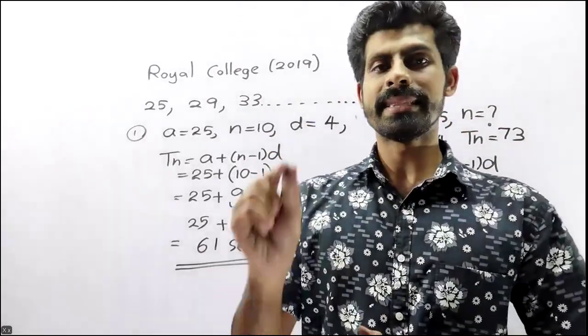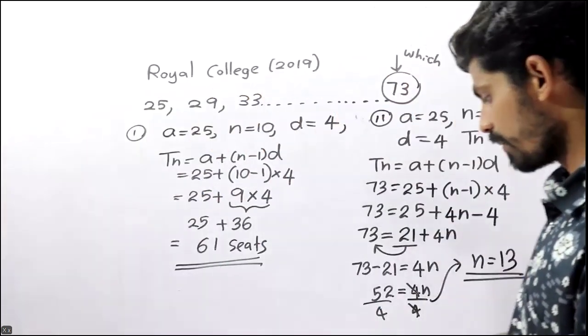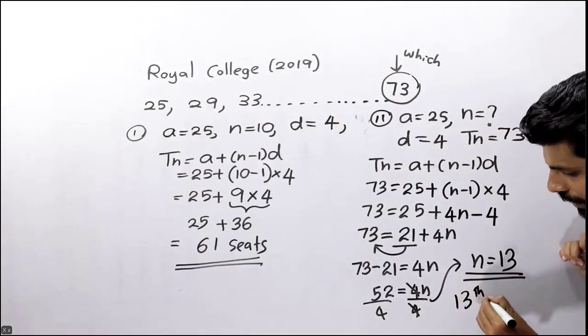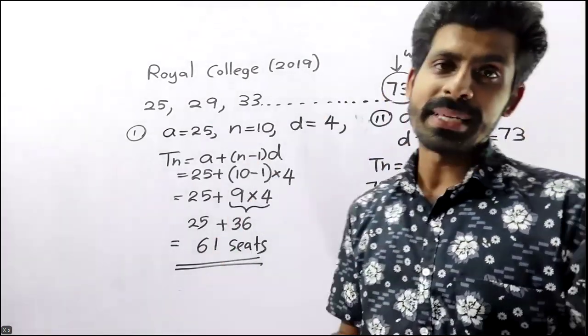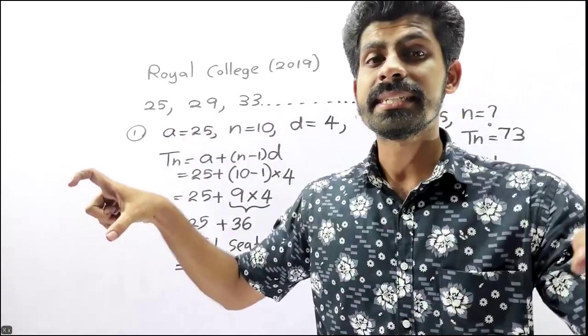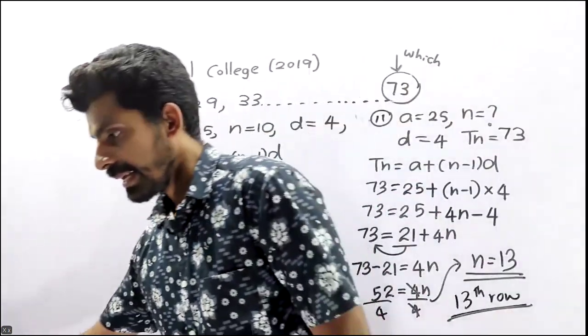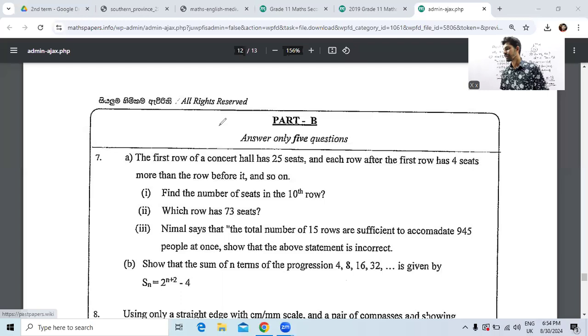13th term means 13th row. So the 13th row has how many seats? 73 seats. The 13th row has 73 seats. Right, okay. Let's quickly move to the next one.